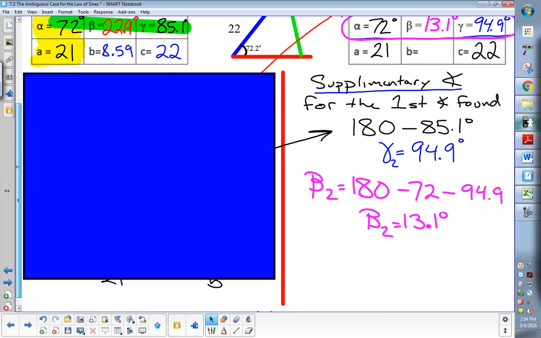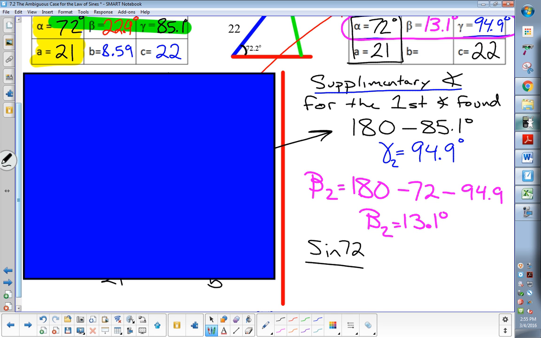How could I find the last b here? What should I do to solve for it? Yeah, just do law of sines again. You still have that power couple here. You still got these two things together. Sine of 72 over 21. I'm solving for b. So which angle am I going to use to solve for b? That beta angle, sine of 13.1. That will help me to find the second option for b.